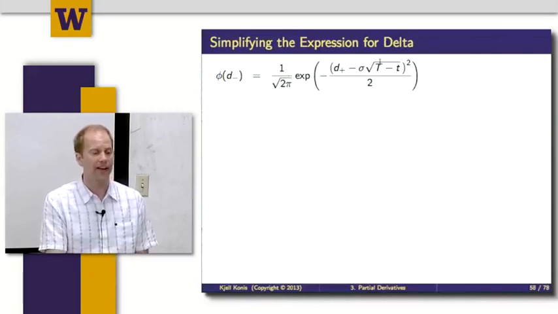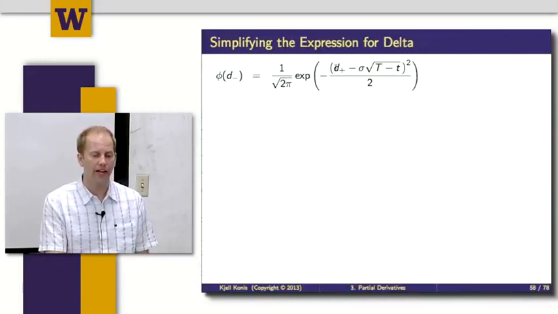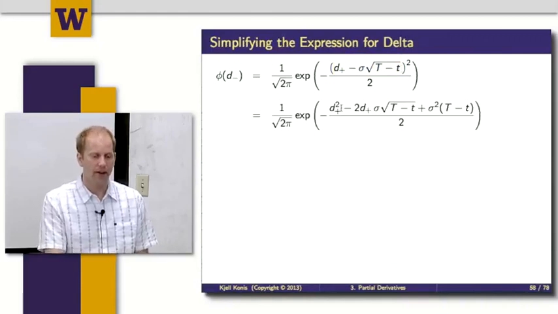So this is just what I had on the last bit of the previous slide. So now what I'm going to do is just go ahead and expand this quadratic form here. And so I'll end up with d plus squared minus 2d plus sigma square root of t minus t plus sigma squared times t minus t all over 2.